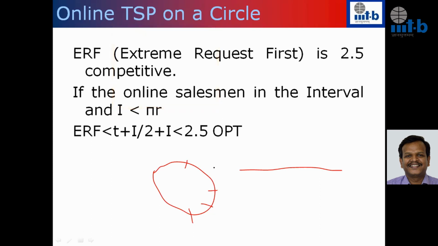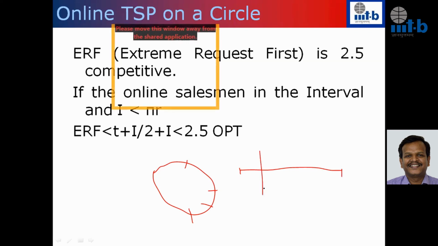So it's probably easy to understand through a line, right? This is the interval that I'm talking about. All the requests are between this and this. If the online server is somewhere here, then it's easy to argue that we don't lose too much. At time t, if you look at the extreme request case, the total time that is required to complete all the requests is t. That is the time right now.